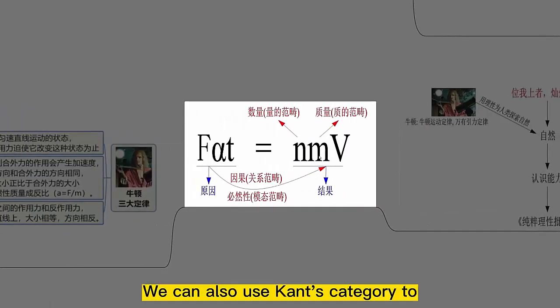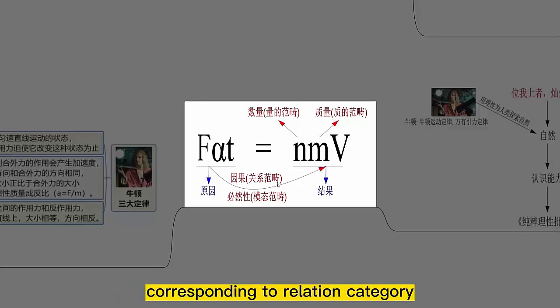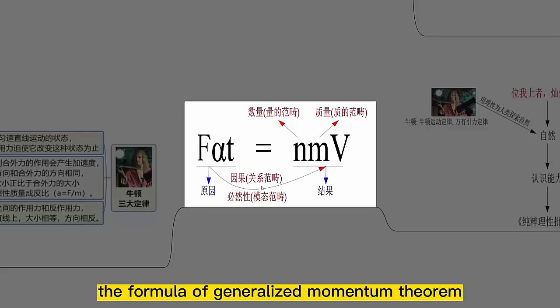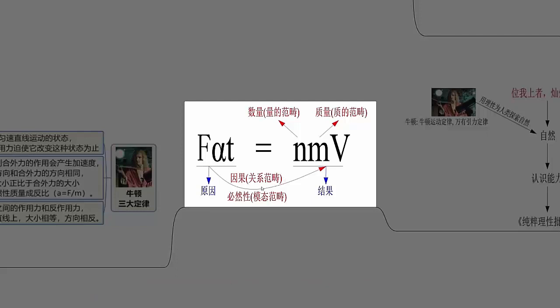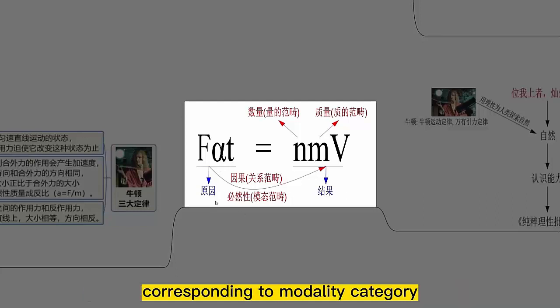We can also use Kant's categories to analyze the general momentum theorem. Quantity n corresponds to the quantity category, mass m corresponds to the quality category, and F, alpha, T and mv represent cause and effect, corresponding to the relation category. The formula of the generalized momentum theorem is necessary: the left cause necessarily leads to the right effect, corresponding to the modality category.